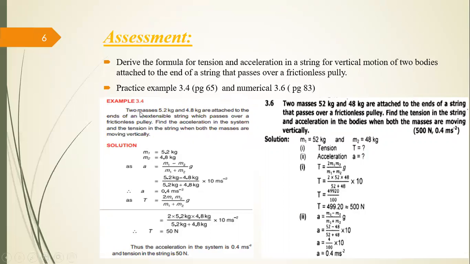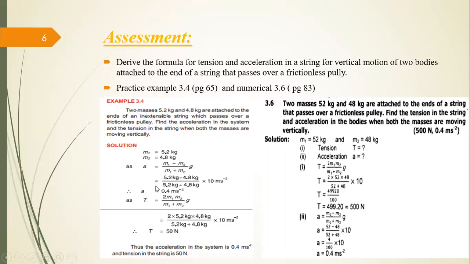So write the statement. Two masses, 5.2 kg and 4.8 kg, are attached to the ends of an inextensible string, that is, not extendable. A string which passes over a frictionless pulley. Find the acceleration in the system and tension in the string when both of the masses are moving vertically. So you have to find the acceleration and tension of the system, and this system is of vertical motion.